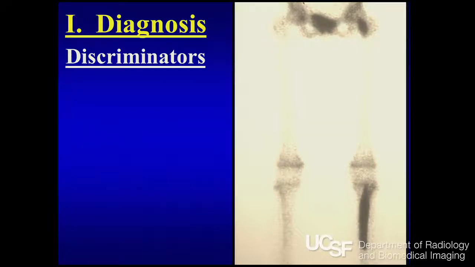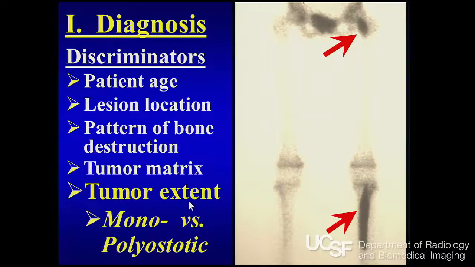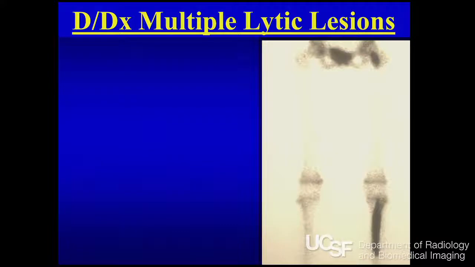Now, we've talked about patient age, lesion location, pattern of bone destruction, and tumor matrix, but we also have to consider tumor extent. And one way of doing that is by looking at whether the bone is involved at one place or whether there are multiple places in the skeleton that are involved.